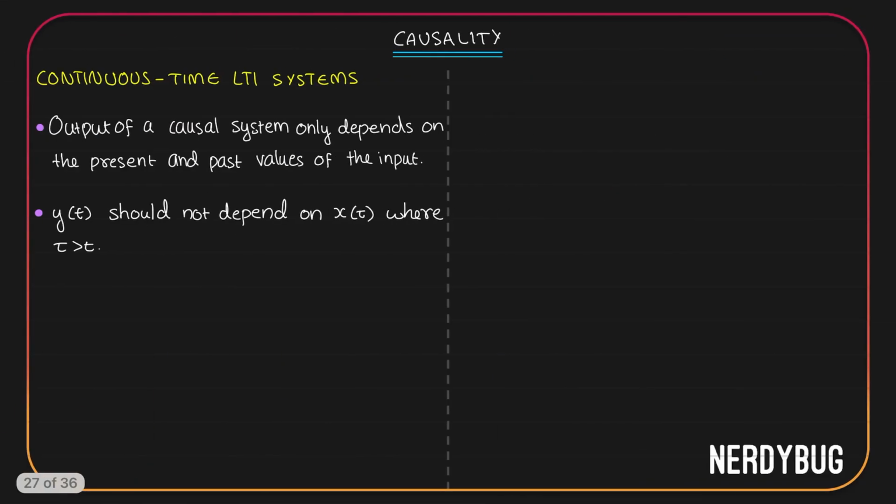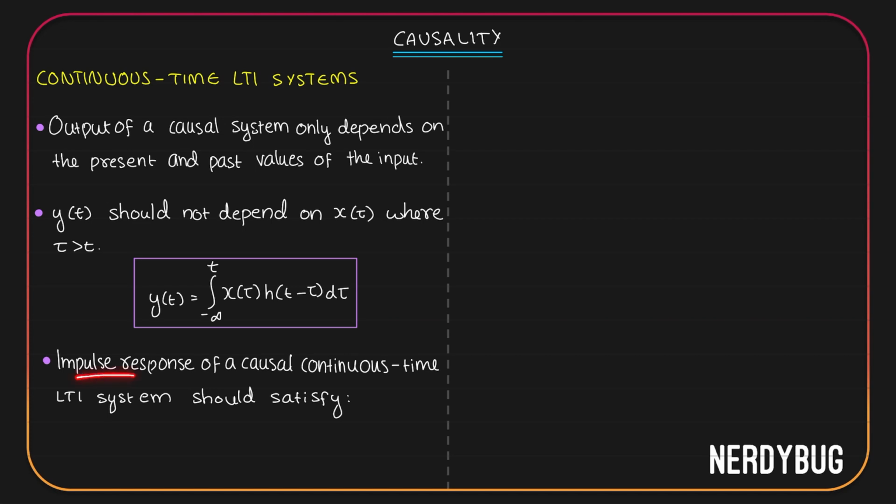Now let us take a continuous time LTI system. We know that the output of a causal system only depends on the present and past values of the input. So similar to a discrete time system, in a continuous time system, the output y of t should not depend on any x of tau where tau is greater than t. So we can write the output y of t as the integral from minus infinity to t. We don't have to take any value of tau that is greater than t. So the integral from minus infinity to t of x of tau, h of t minus tau, d tau.